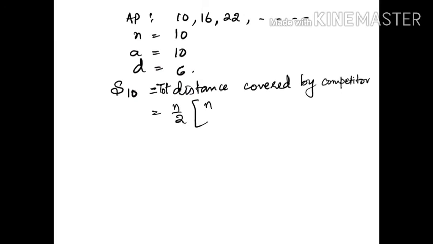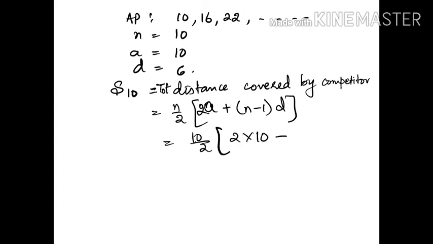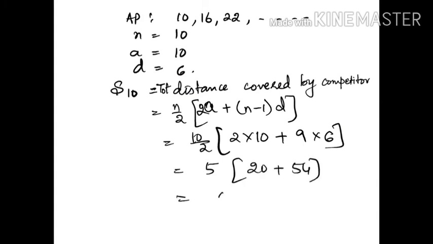So using the formula for the sum of n terms, we get 10 upon 2 into 2 into 10 plus 9 into 6. Simplify. We get 5 into 74, which is equal to 370 meters.